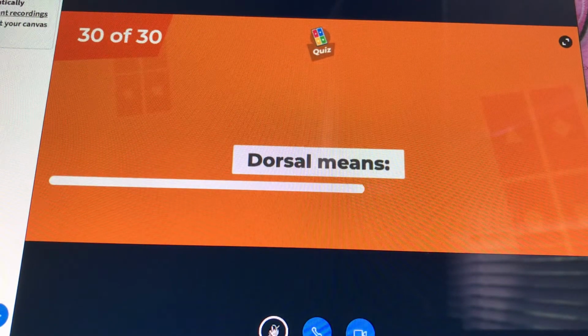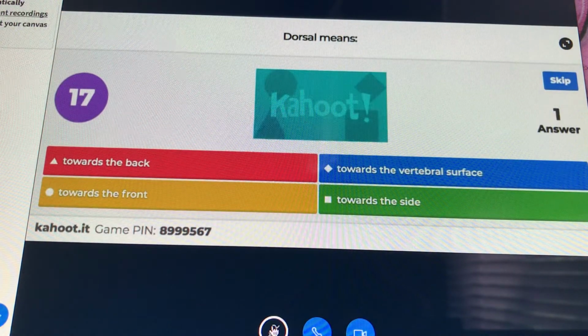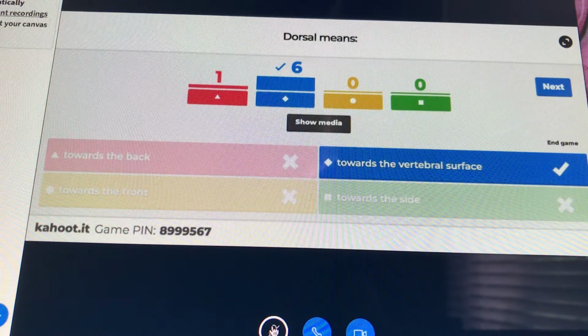And dorsal means, good job, think about a dorsal fin. Dorsal and posterior, when speaking in general or looking at a patient, would be in the same area, but specifically by definition, they are two separate terms, meaning two separate things.